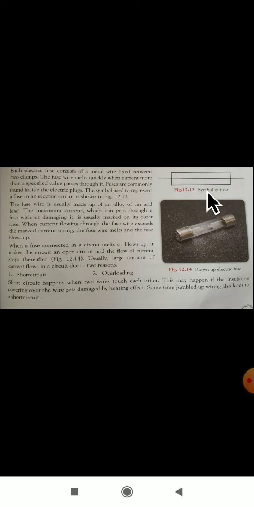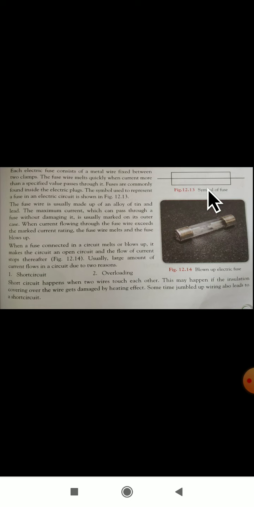This is the symbol used for an electric fuse in an electric circuit. The fuse wire is usually made of an alloy of tin and lead. This electric fuse wire is made of what? An alloy of tin and lead.